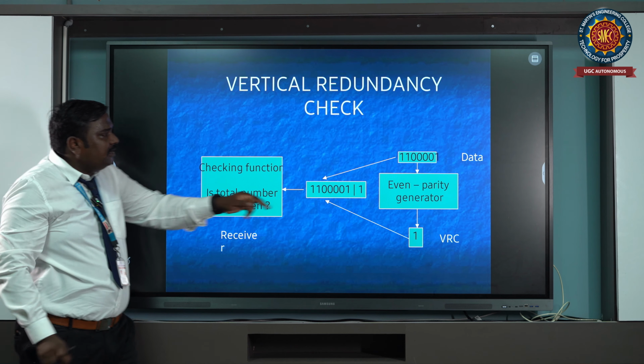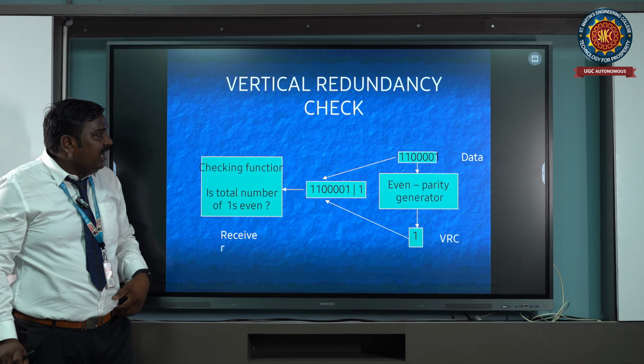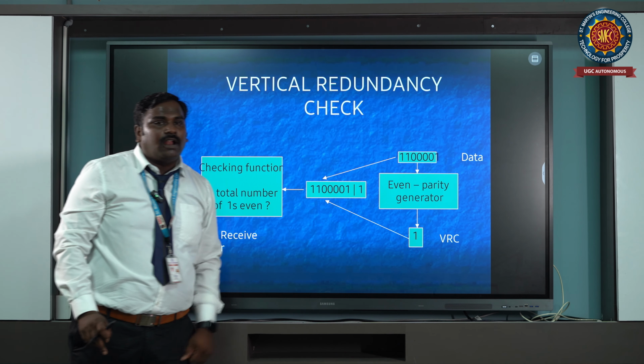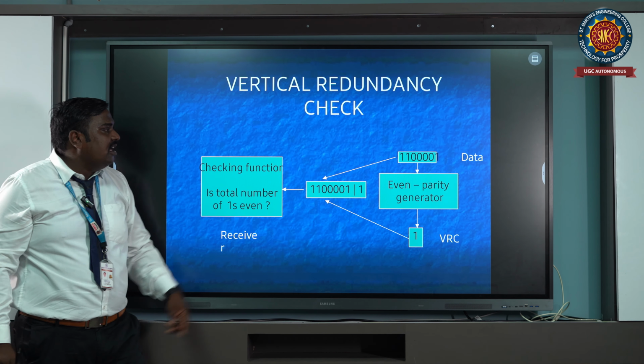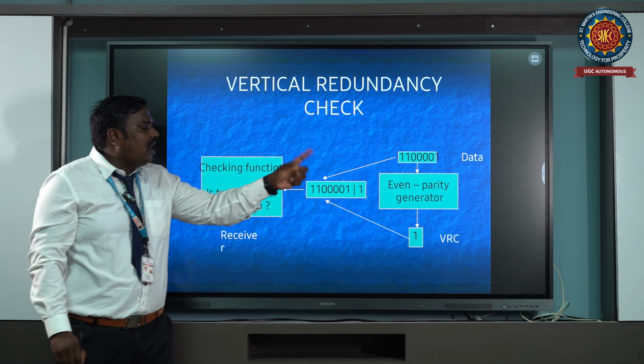This is my data, 001. First you check whether it is even or not. How to check whether it is even or not? First count the number of ones. 1, 2, 3. 3 ones are there. So this one is for the odd numbers.